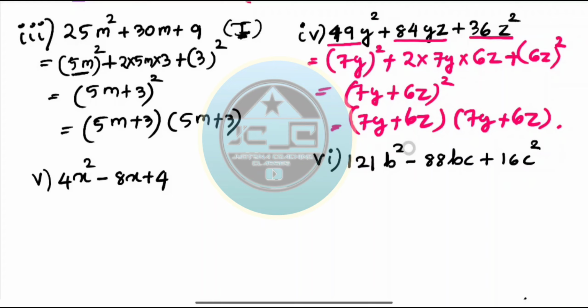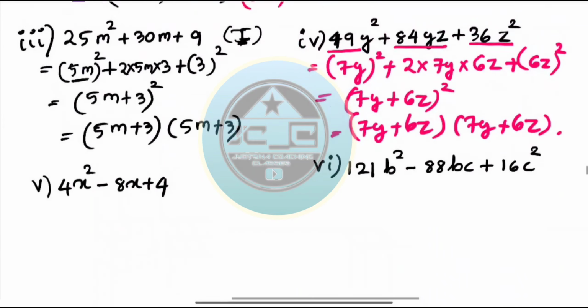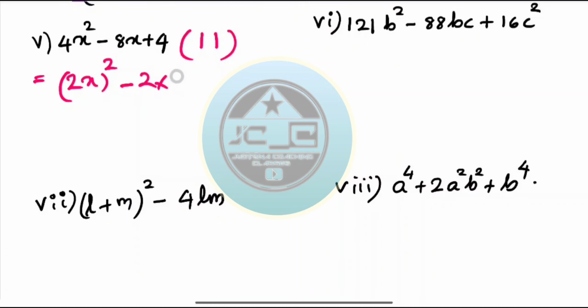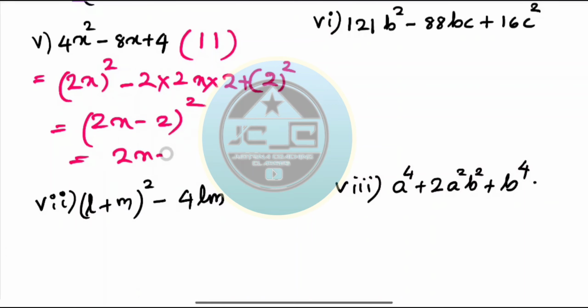Clear? Now let's move to the next question. You can pause the video and write the answer. 4x square minus 8x plus 4. Here also we are using identity number 2, right? So 4x square is 2x whole square, minus 2 into 2x into 2, which is 8x, and 4 is 2 square. Clear? So it is 2x minus 2 whole square. It is 2x minus 2 into 2x minus 2, right?